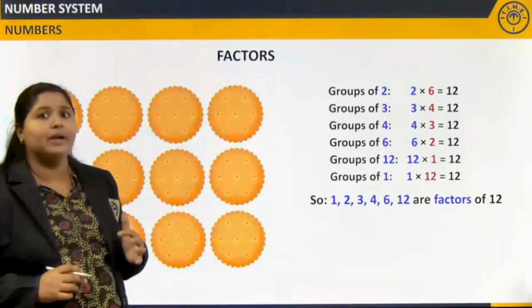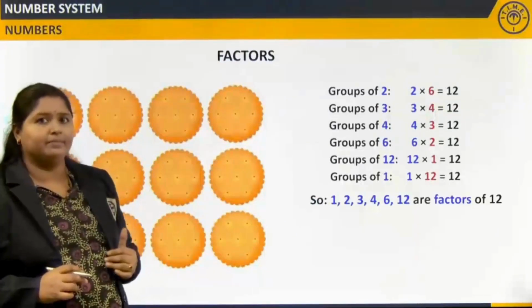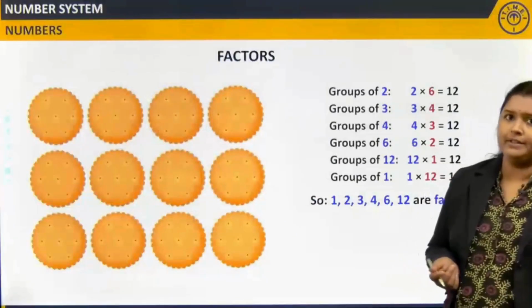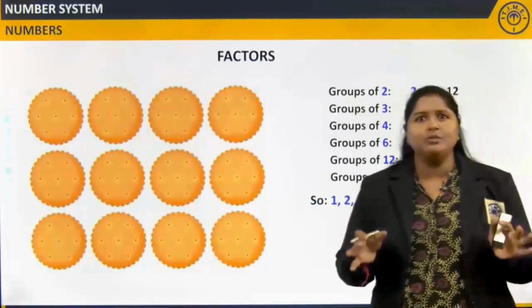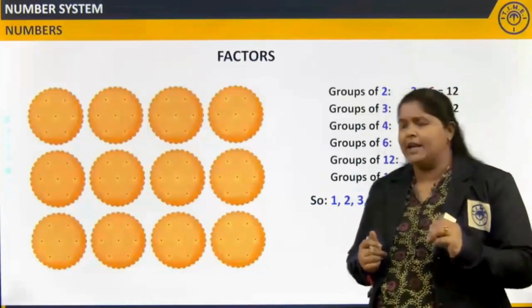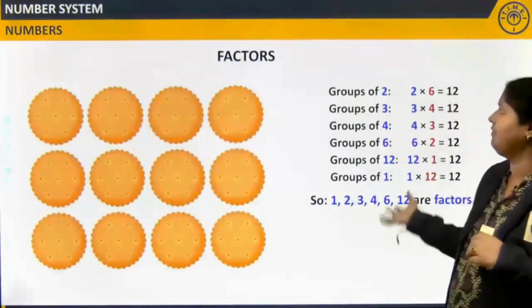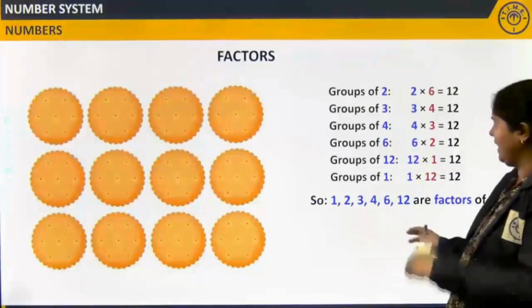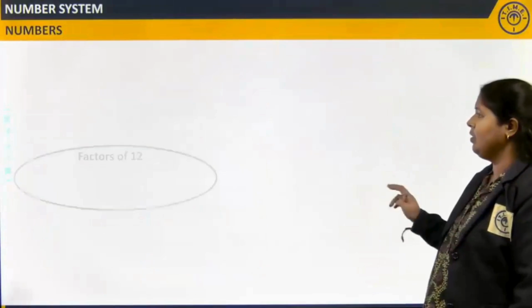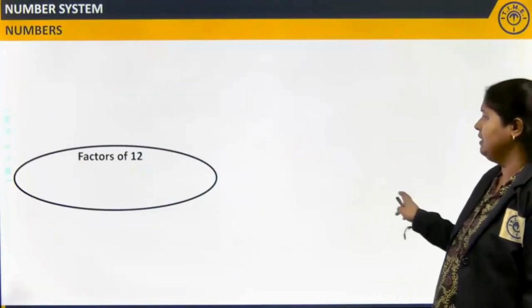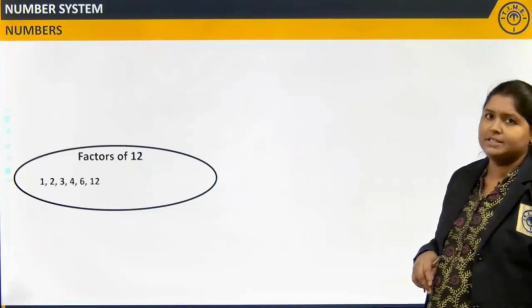Now let us look at what is common factor. So what are common factors? You know the meaning of the word common, right? Okay, let us start with this only. We just found the factors of 12, right? Let's take this and proceed. Now what are the factors of 12? 1, 2, 3, 4, 6 and 12.